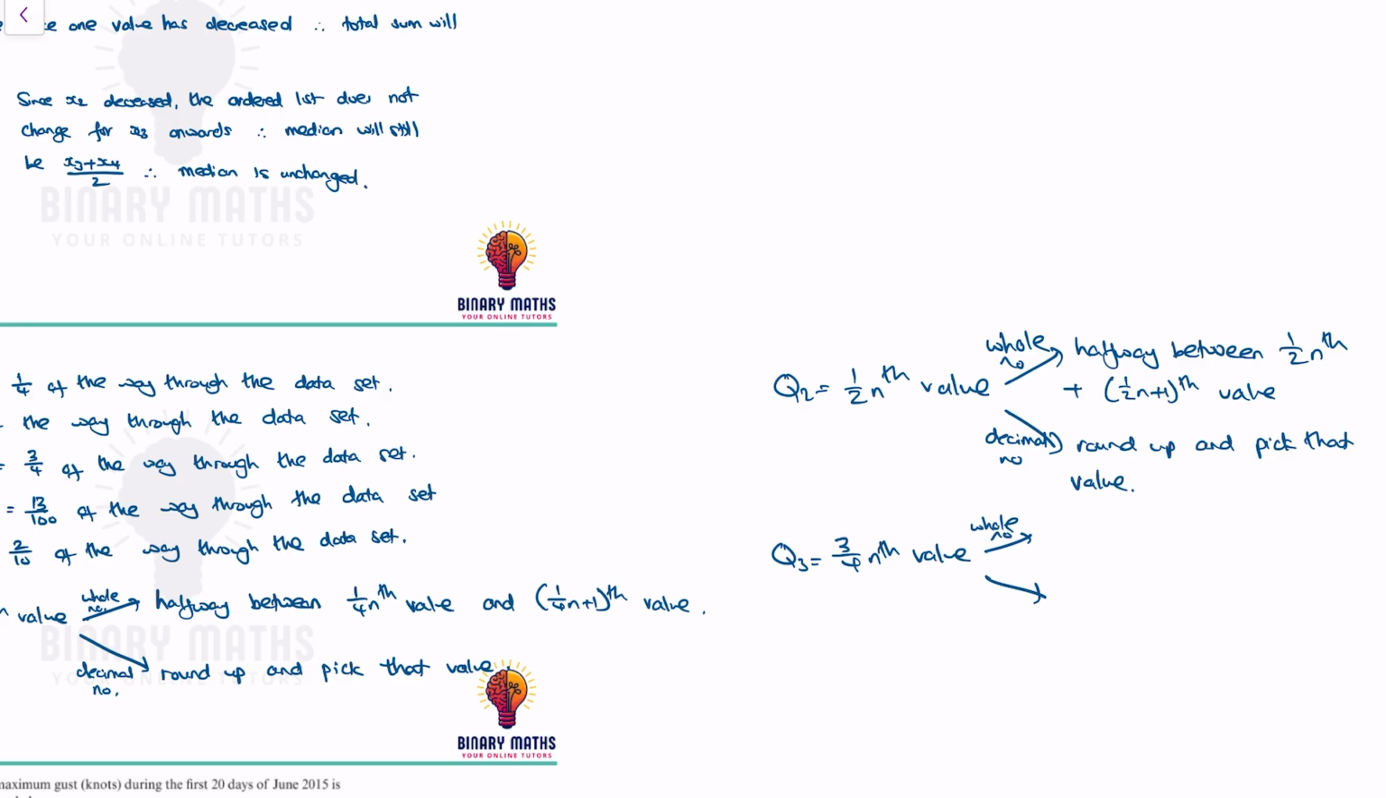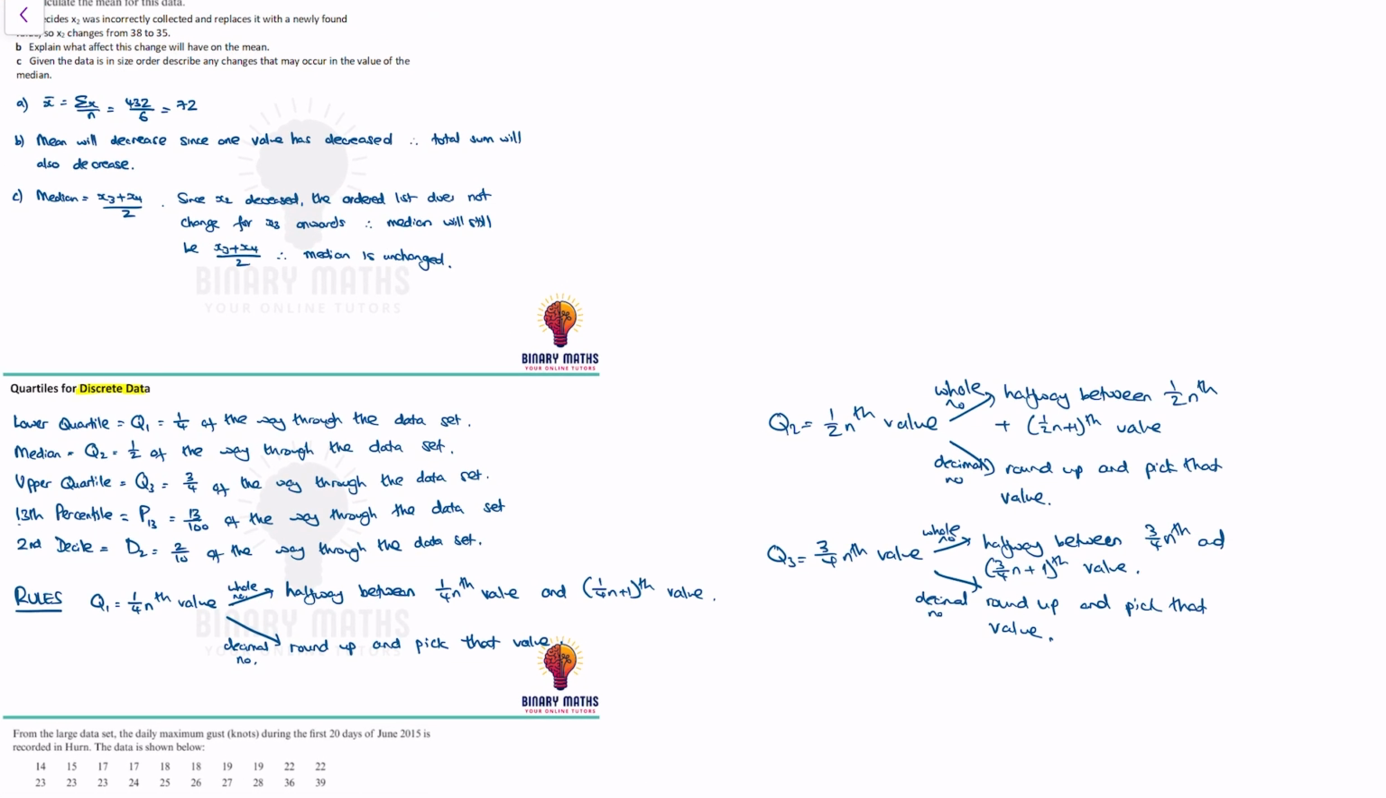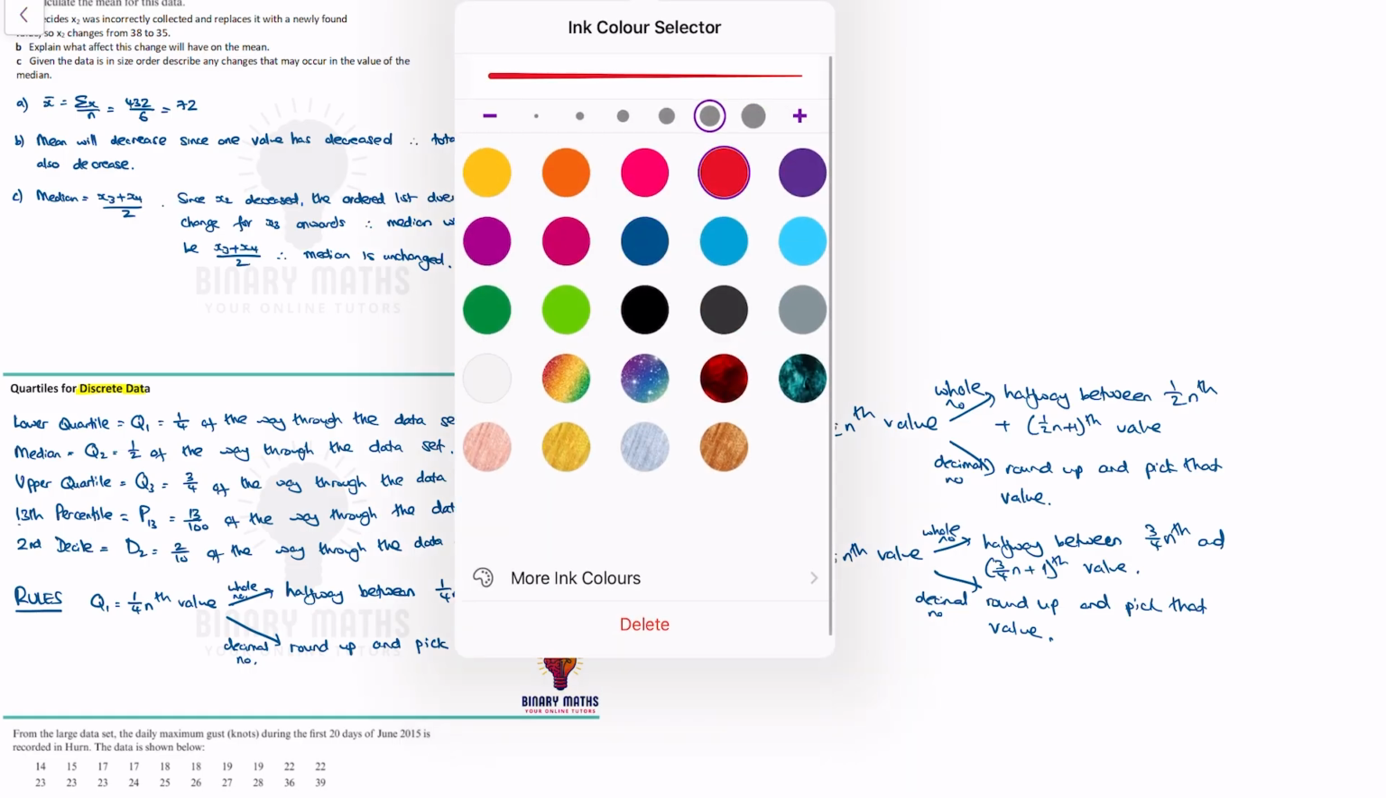If it's a whole number, it's halfway between 3/4 nth and 3/4 n plus 1th value. If it's a decimal, then you round up and pick that value. So let's go through. So these are the rules. I don't know if I should highlight it in a different color.